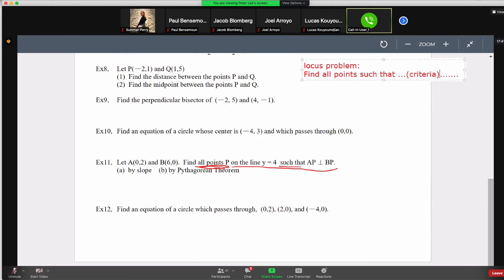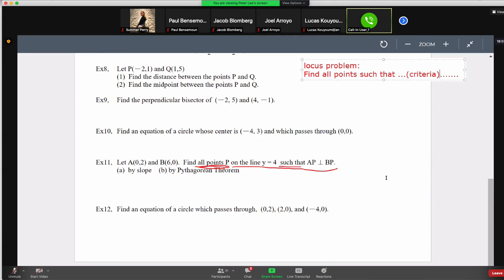So now let's look at example 11. Let A be the point (0, 2) and B be (6, 0). Find all points P on the line y equals 4 such that AP is perpendicular to BP. That sign right there between AP and BP means perpendicular.